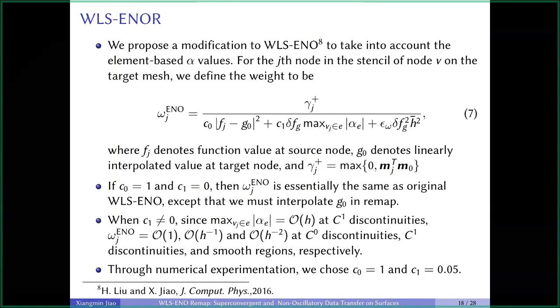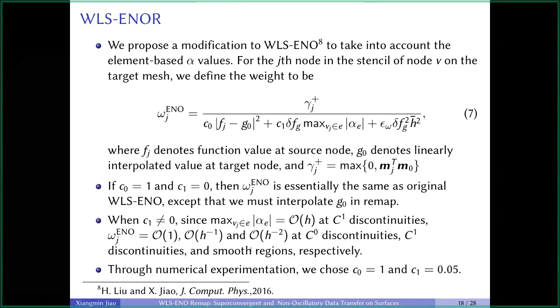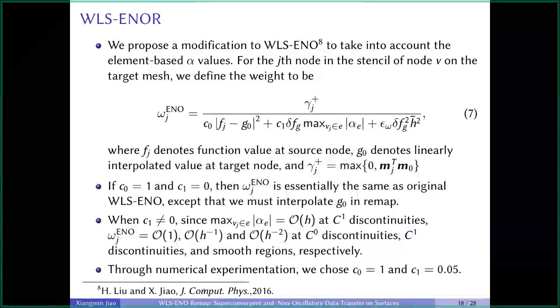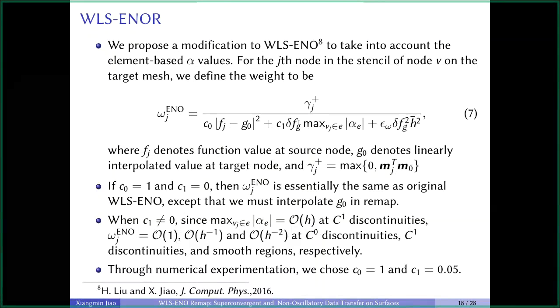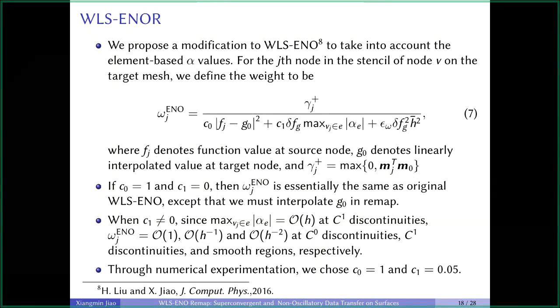So if we omit this term and set gamma to be 1, then essentially it's the same scheme as in the original weighted least squares ENO scheme for hyperbolic conservation laws. And for remap, we have to introduce this new safeguard for C1 discontinuity. So that's the key idea.